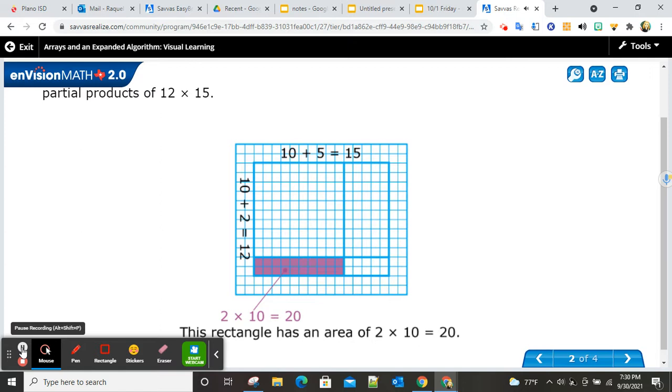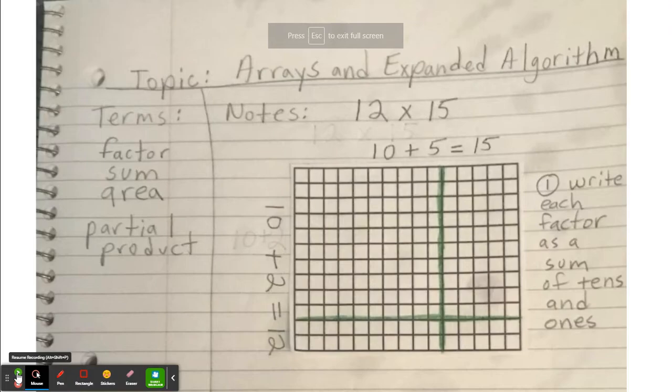Let's go ahead and take time to put this into our notebook. Here is what my notebook looks like so far. I've written down factor, sum, area, and partial product as terms in my term section.